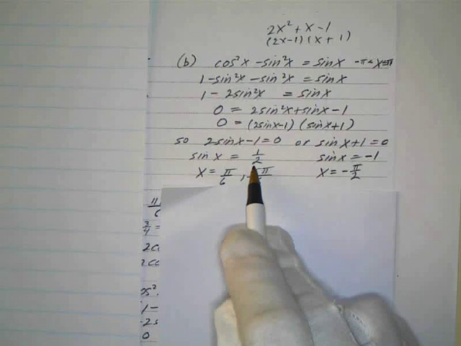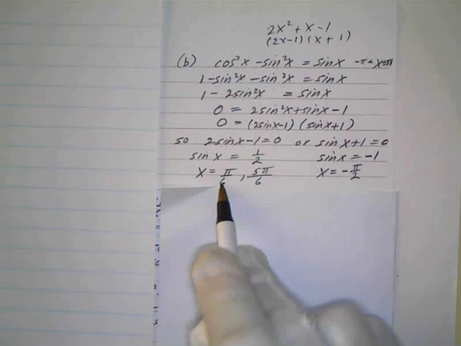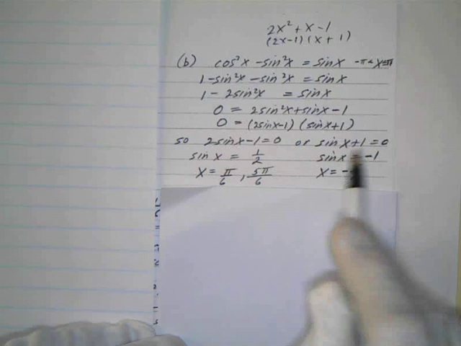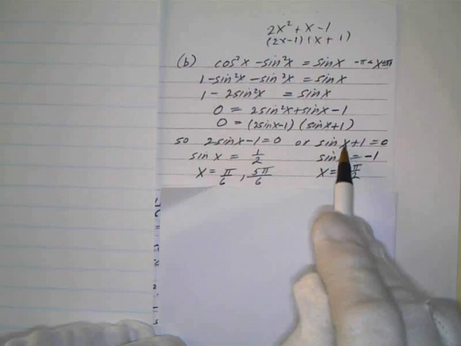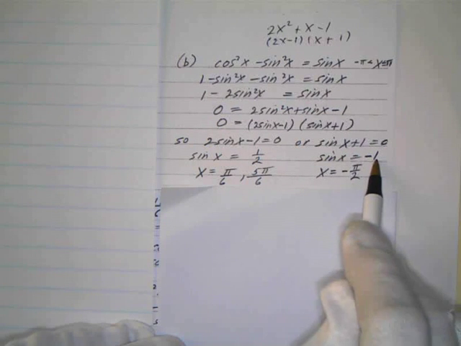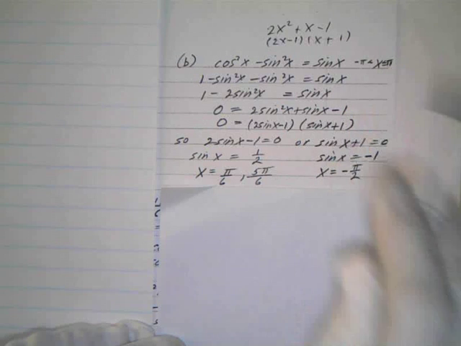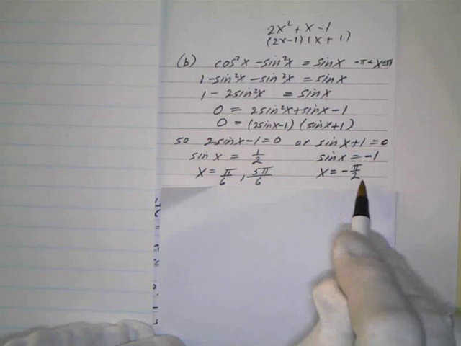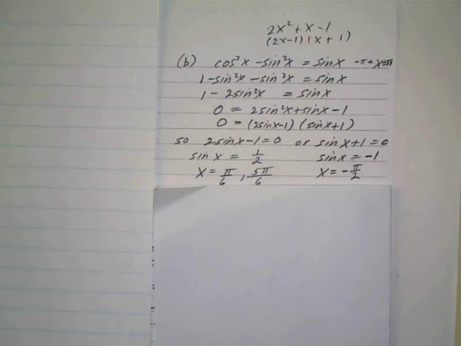All right? The sine of pi over 6 is 1/2. The sine of 5 pi over 6 is 1/2. And then in this case, sine of x plus 1 equals 0. Sine of x equals -1. And in this domain, the only time that the sine of x is equal to -1 is when x is equal to negative pi over 2. So that'd be right over here in this range. All right?